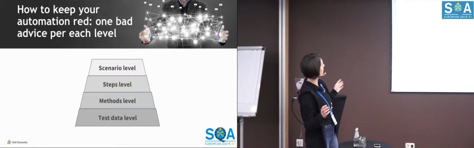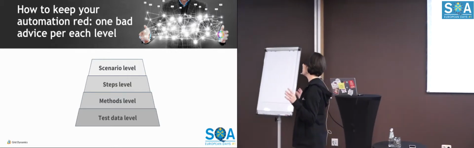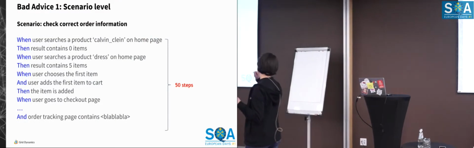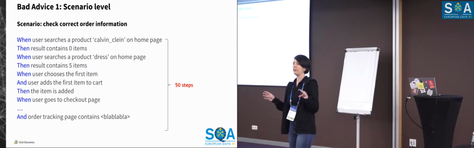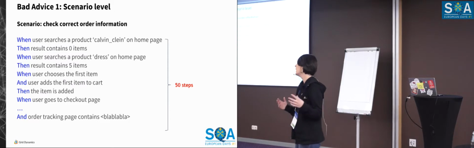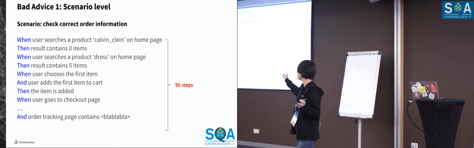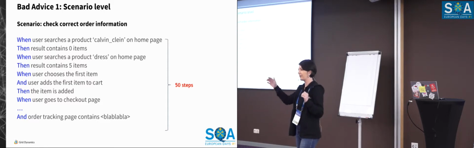Number one, on scenario level. Just a friendly reminder that our purpose today is to make our regression completely red. How can we reach this purpose using just scenario level? Very simple. Just create very, very long scenarios. Do you remember what we will have if something fails in the middle of the scenario? The step will be marked as failed, and all the following steps will be marked as not performed, and the test will be red.